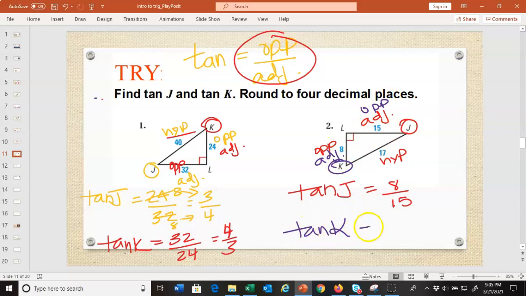So tangent of K is opposite. I always say it out loud still. 15 over adjacent is 8. There we go.